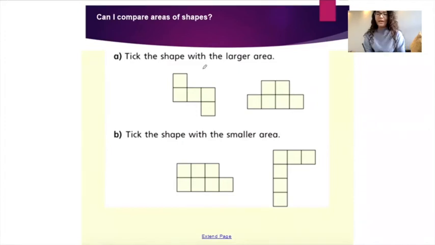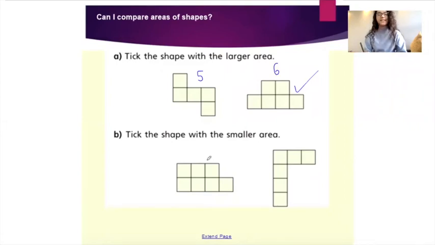Off you go. So this shape here has an area of 5 because it has 5 squares altogether. This shape has an area of 6 because it has 6 squares that make up this shape. So which shape has the larger area? This one here. B, tick the shape with the smaller area.